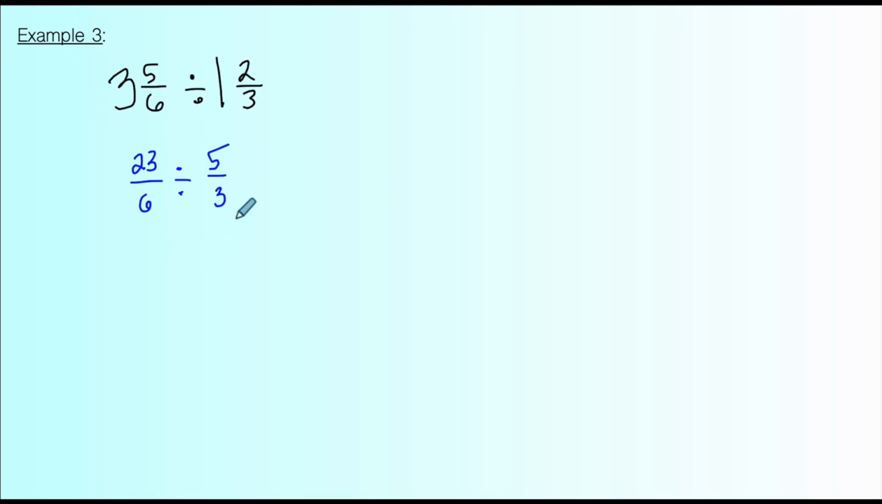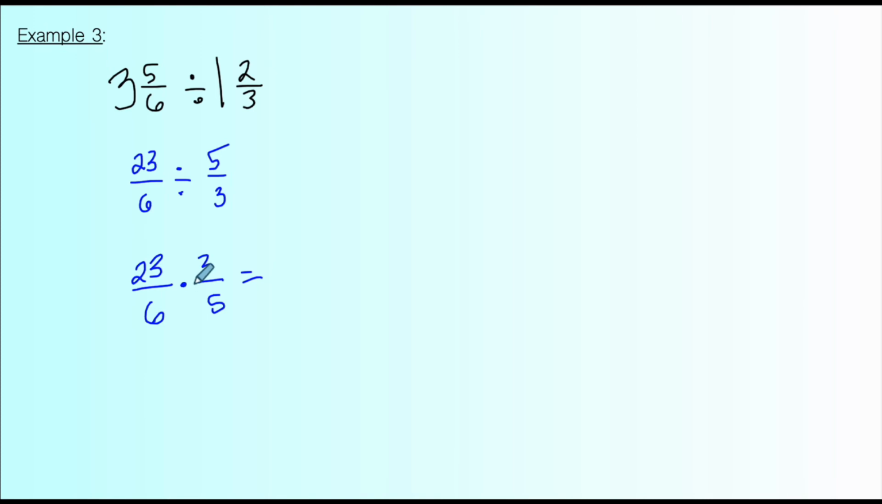Notice how I rewrote the division problem first. I didn't try to get too ahead of myself and flip it and everything all in one step. Don't do that. Write it out so that your brain can visualize and see what's happening so you don't make a silly mistake. Now we'll use our division rules, multiply by the reciprocal. So we're going to keep the first fraction the same, multiply, and then the reciprocal of 5/3 is 3/5.